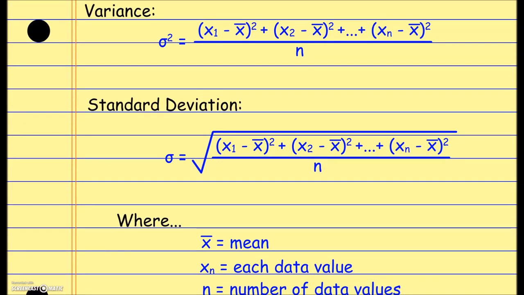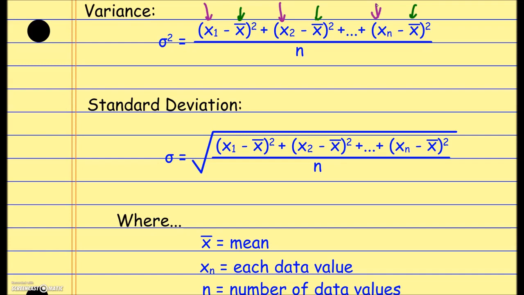As we look at these formulas, that x with a bar over it that we see popping up all over the place, that's just our mean. Essentially, x bar is the average of x, the mean. So this is the mean, this is the mean, this is the mean. X sub n is each data value. When we see x sub 1, we're saying the first data value. X sub 2 is the second data value, the third, the fourth, and so on and so forth. That's why that dot dot dot is there. We don't know how many data values we have until we get an example. We just use each of them. And then n is the number of data values.